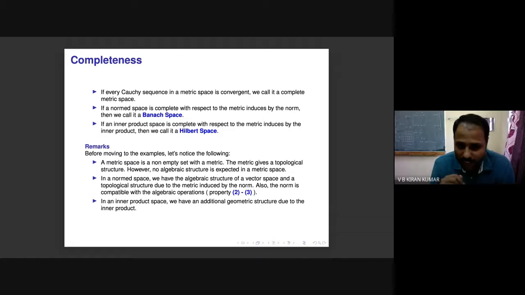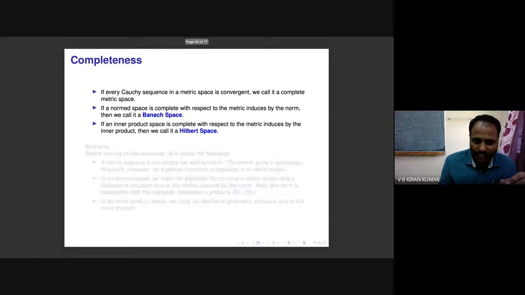But in a normed space, we always have an algebraic structure. That means it should be a vector space, first of all. So the vector space structure is there, as well as a topological structure due to the metric induced by the norm. Also, the norm which induces the topology is actually compatible with the algebraic operations.